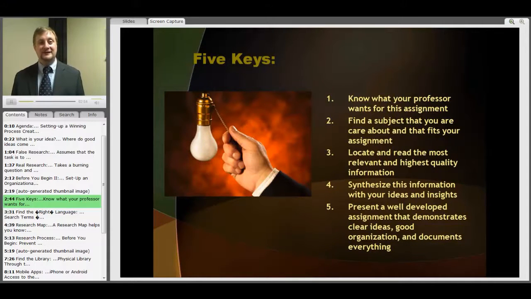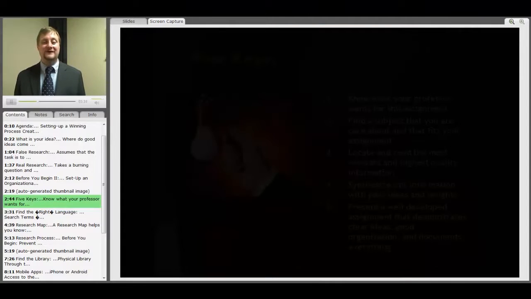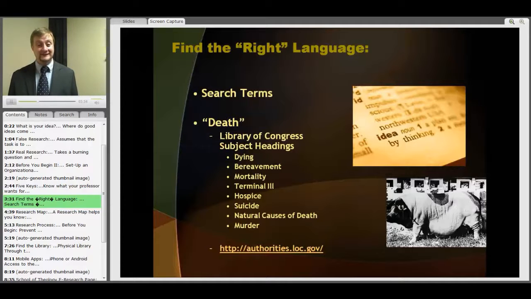Five keys to doing good theological research are: know what your professor wants for this assignment. If your professor asks for a research paper, do not give them a sermon. Secondly, find a subject that you care about and that fits your assignment. Next, locate and read the most relevant and highest quality information. There will be other videos in the series that will help you find and use information. Then you will synthesize this information with your ideas and insights. And finally, present a well-developed assignment that demonstrates clear ideas, good organization, and documents everything.